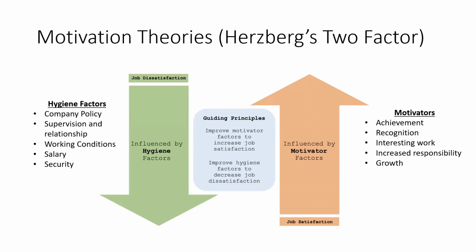So there has to be the right company policy. There has to be right supervision and relationship among the people. The working conditions have to be good. You have to have a salary system to work, and security needs also have to be there. These are the factors which, if not there, then the satisfaction will go down. So you see the downward arrow here, right? If these things are not there, then people's satisfaction will go down.